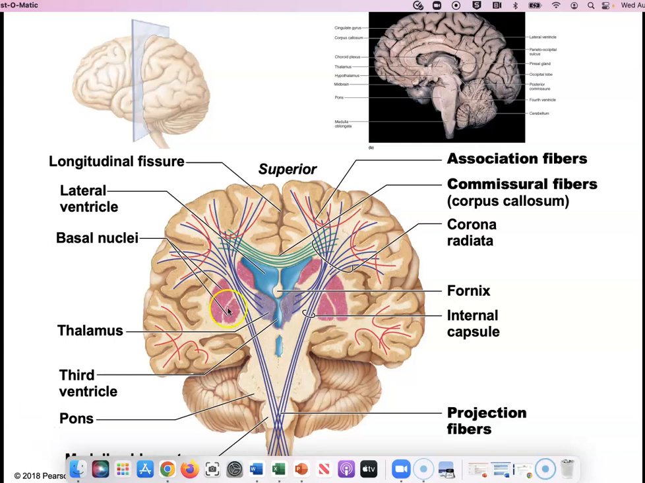All right, so to summarize, commissural fibers go left to right, right to left. Association fibers stay on their own hemisphere. They only communicate within the left or they only communicate within the right. And then projection fibers go from the brain down to the cord and then from the cord up to the brain.